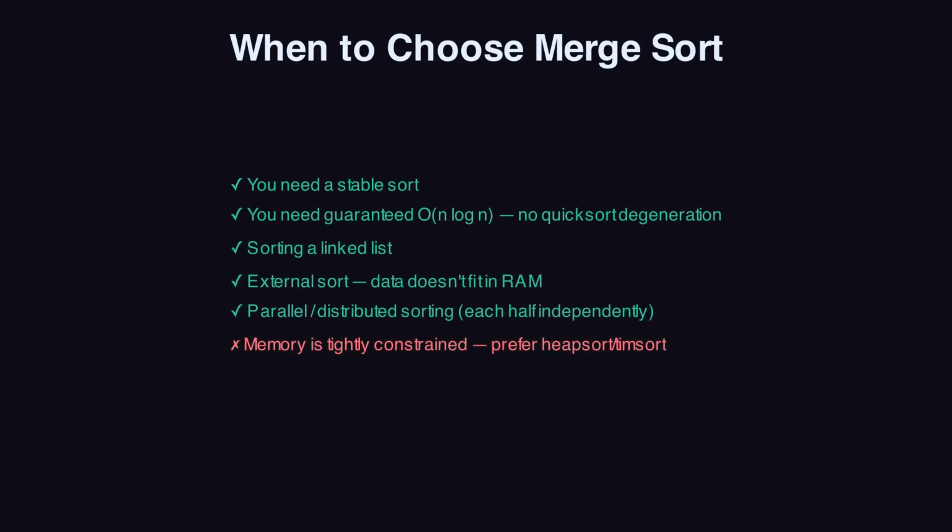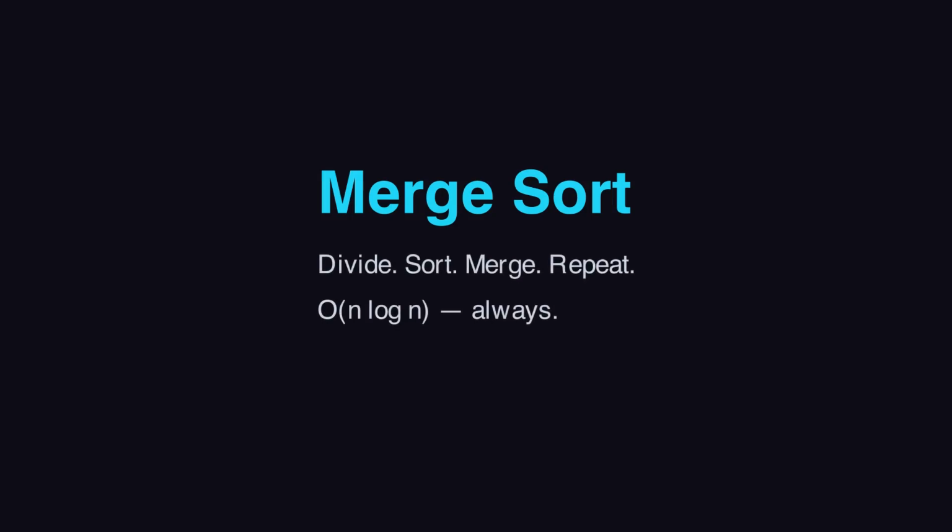When should you choose merge sort? Use it when stability is required. Use it when you need guaranteed O(n log n) without the risk of quicksort's worst case. Use it when sorting linked lists. Use it for external sorting when your data doesn't fit in memory. Avoid it when memory is tightly constrained and heap sort or in-place partitioning sorts are more appropriate.